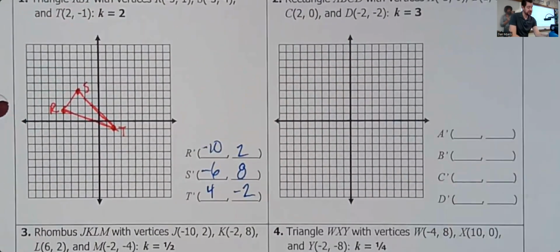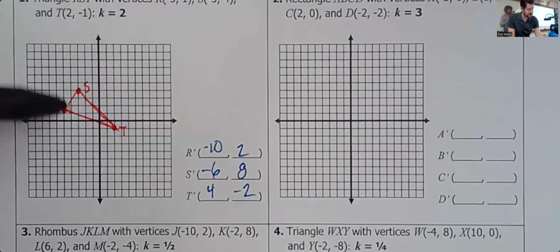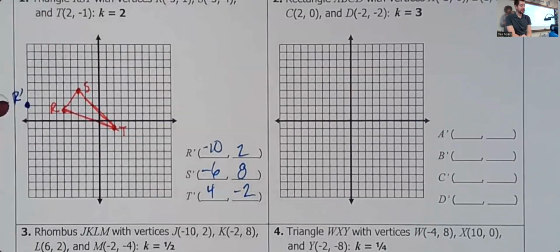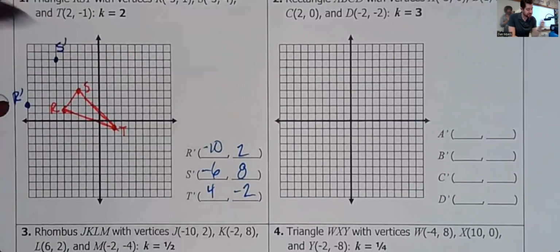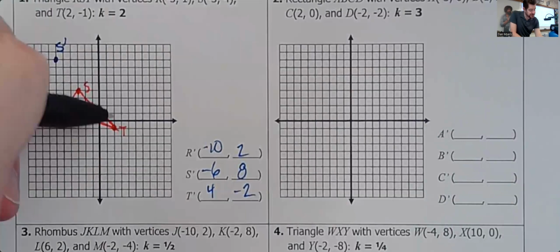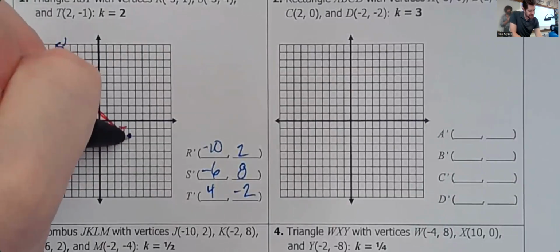So negative 10, 2 for R prime for the image. All the way to the left and then up 2, there's R prime. S prime is at negative 6, 8. So there's 5, and then there's 6, and then 8 would be here. So there's S prime. And then T prime will be at 4, negative 2. So 3, 4, 1, 2. There's T prime right there.